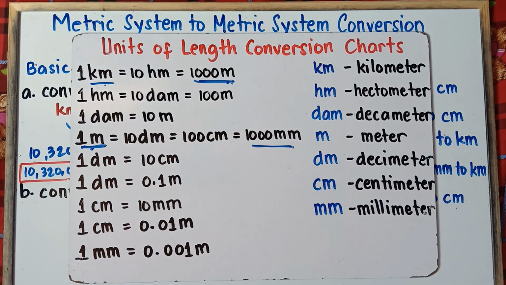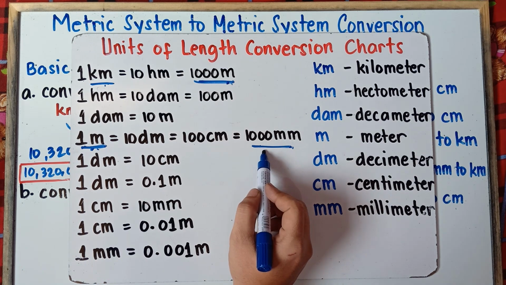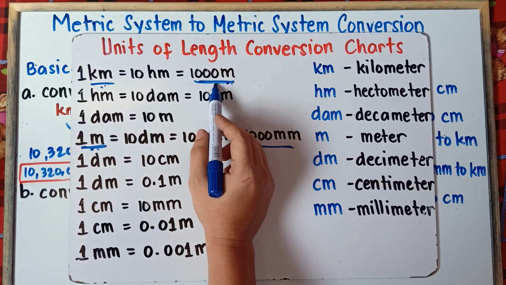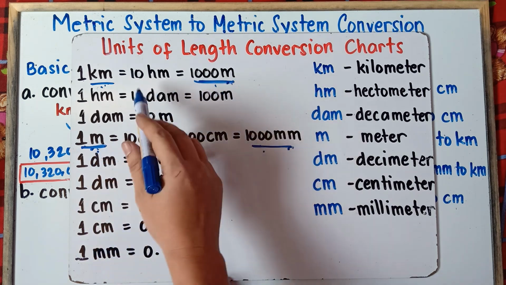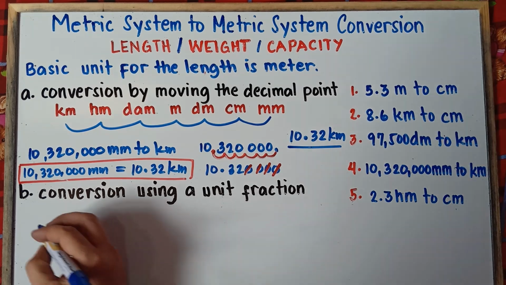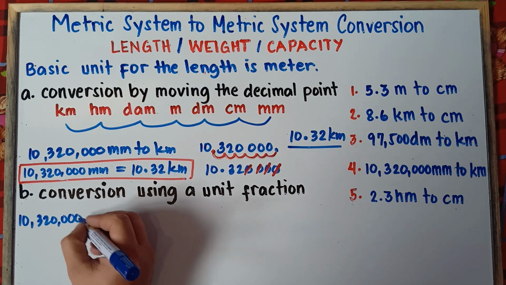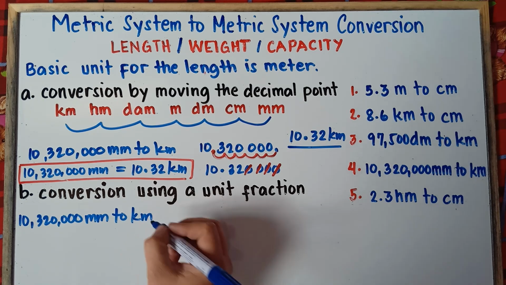Alright, let's do it step by step. So 1 meter is equivalent to 1,000 millimeters and then 1 kilometer is equivalent to 1,000 meters. Alright, millimeters to meters and then meters to kilometers. Let me just write the given. 10,320,000 millimeters convert to kilometers.